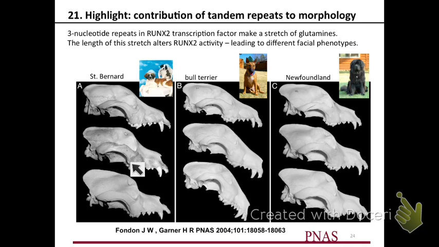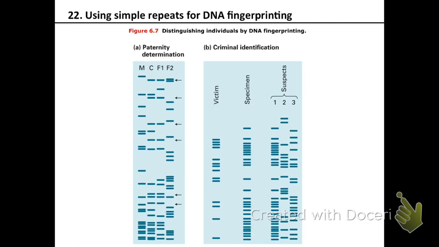And there are also repeat-based diseases where if you have a certain number of repeats, the protein becomes non-functional, and that causes certain human diseases as well. All right. Because these repeats are in different numbers in each of us, we can use them for DNA fingerprinting. What does DNA fingerprinting mean?